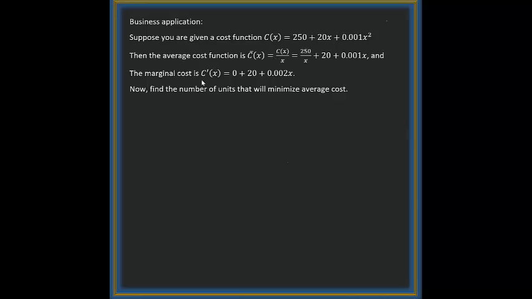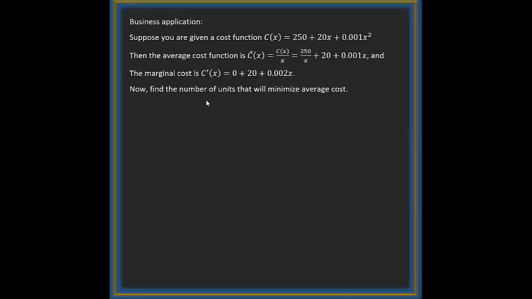And now the marginal cost will be just the derivative of the cost function. So 250 is a constant, goes to 0 when you take the derivative. 20x gives you 20, and then keep your 0.001, and the derivative of x squared is 2x. So 2 times 0.001 will be 0.002. So you got the marginal cost.